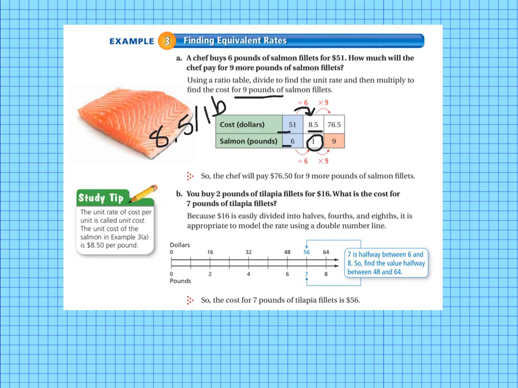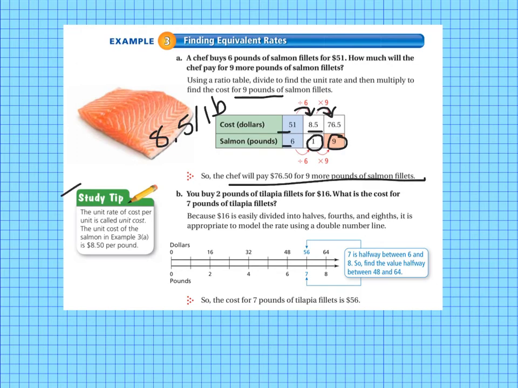And then we say, okay, we want to buy 9 more pounds of these. So we need to multiply that unit cost by 9. So 8.5 times 9 is 76.5, or $76.50 for 9 pounds.